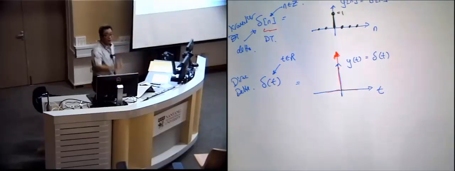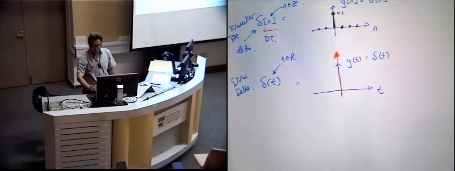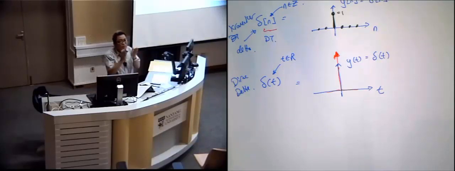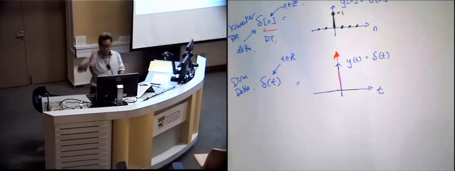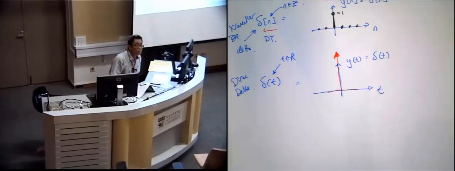It is a spike, an arrow going to infinity. So look at that figure over there. It's an arrow going to infinity, only at time 0. It has no width. Only at time 0 it goes all the way to the top, to infinity. So it doesn't have a value.